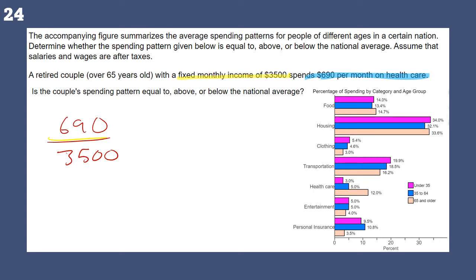So we can find out what that would be. And that looks like it's about 20%. Okay. Or if I wanted to be consistent with the table, I might do one decimal place. So that would be 19.7%.